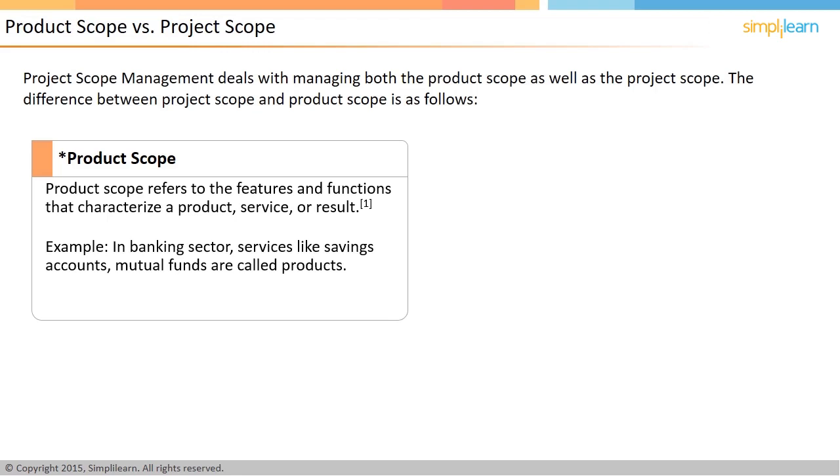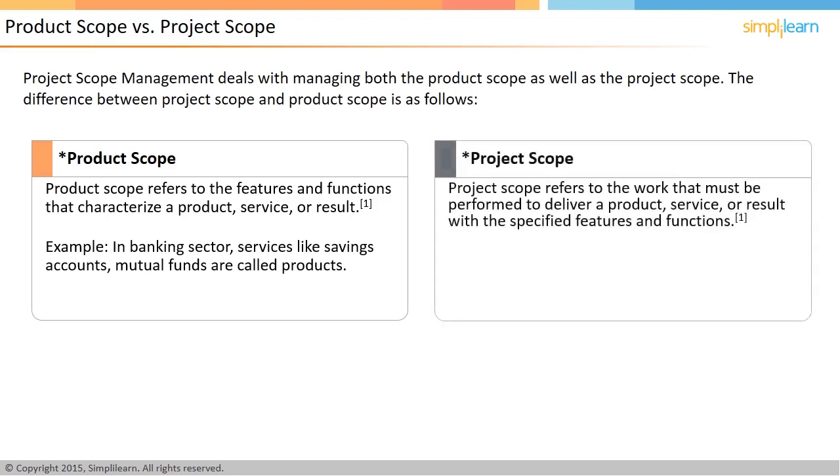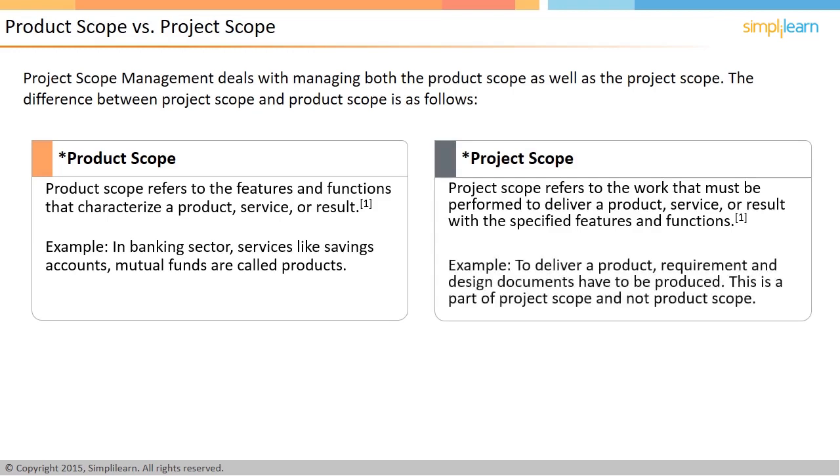Mutual fund is another. On the other hand, project scope is the work that needs to be accomplished to deliver the output of the project, which could be a product, service, or result with the specific features and functions. For instance, to deliver a product, you may also need to produce a requirements document or a design document. These are not part of the product scope, but it may very well be part of the project scope. In the next screen, let us discuss a few key terms used in the project scope management.